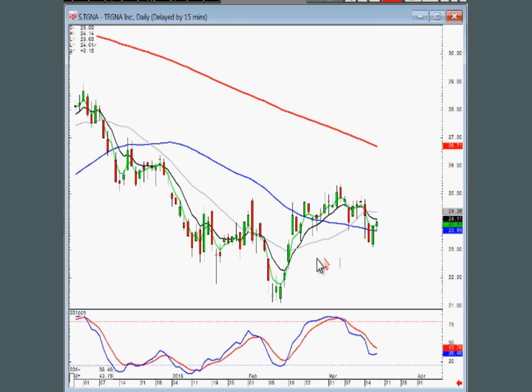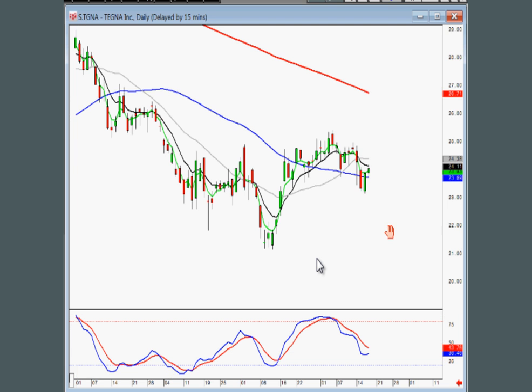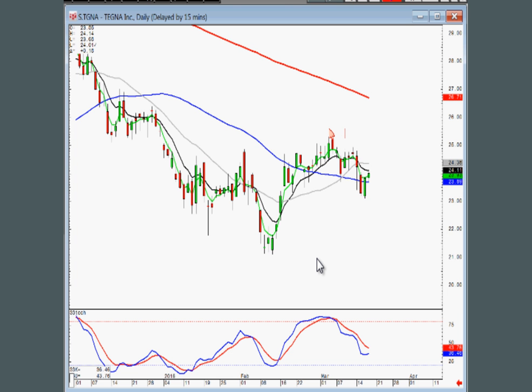TGNA, nothing real exciting here yet. I would probably be more apt to be a buyer if they could get it up through this little downtrending channel. But if they did, you can see that you had a piercing signal right here on the 50. So I'd be a buyer on more strength, knowing that the first target was going to be the 200-day moving average.